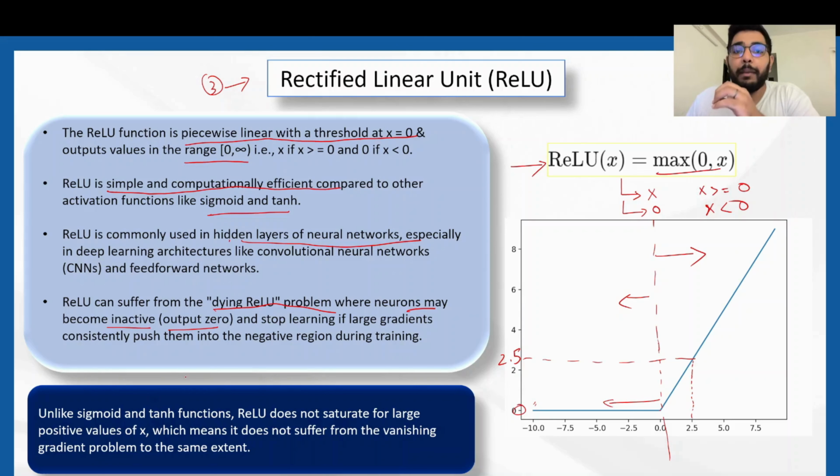The positive point about ReLU, unlike sigmoid and tanh hyperbolic functions, is that ReLU does not saturate for large positive values of x because it ranges from 0 to infinity. The output ranges from 0 to infinity, which means that it does not suffer from the vanishing gradient problem to the same extent which sigmoid and tanh experience.